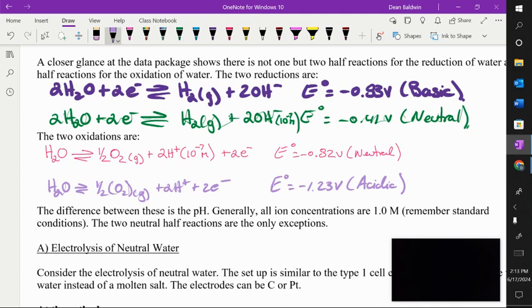These are the only two reactions. These two right here. And remember, everything else on our table is standard conditions. What's the concentration for standard conditions? 25 degrees, 1 molar. And 1 molar, right? These are the only two reactions on that table that are not at 1 molar. All right, it's 10 to the minus 7 molar, which is neutral. All right, everything else is 1 molar. Okay, so the electrolysis of neutral water.